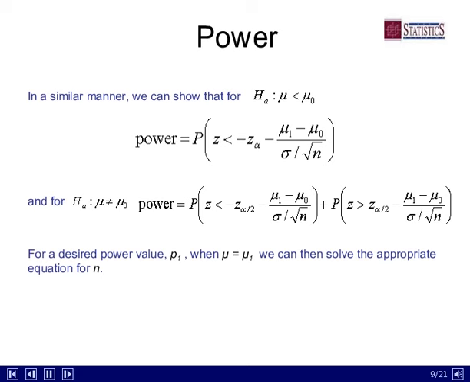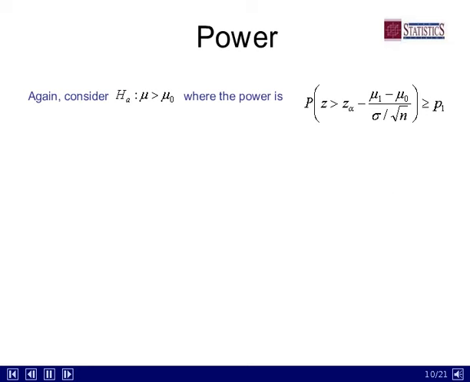So for a desired value of P1, instead of solving for the power and getting the answer, if I give the answer as P1, then since I know alpha, mu1, mu0, and sigma, I can solve for n. So it becomes an algebra problem to rearrange the equation for a given P1.